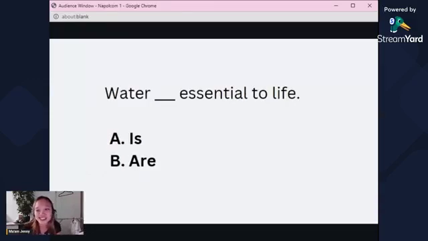So, water blank essential to life? Okay, sagutan na lang natin. So, water is essential to life. Alright? Water is essential to life.